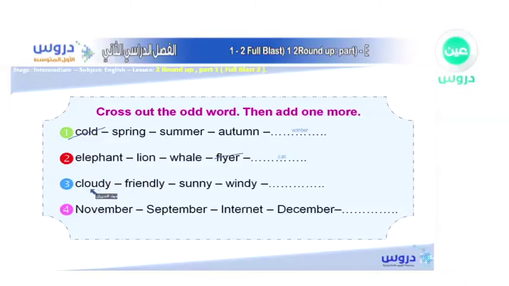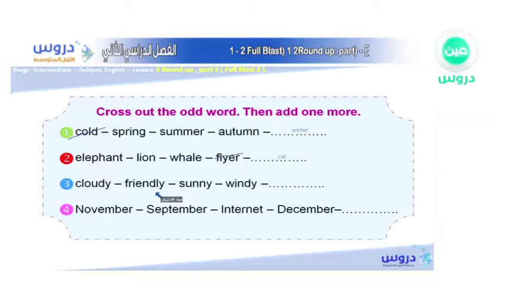Okay, what about the third one over here? We have cloudy, friendly, sunny, windy. Cloudy, we know what the meaning of cloudy is. It's actually when we speak about the weather. How is the weather today in Riyadh, for example? You say it's very cloudy. And we have the word friendly. Friendly doesn't indicate weather actually. We're speaking about someone, let's say, Muhammad over here. Muhammad is a really friendly person. So we are actually telling that he's a good man, so he's friendly.